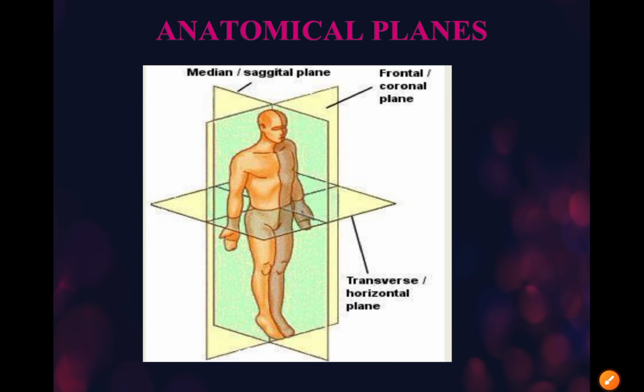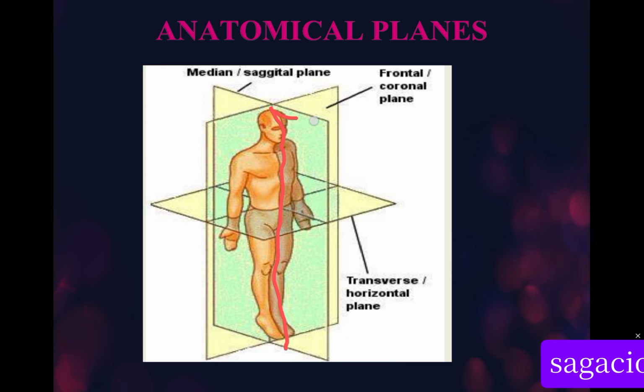Look at the anatomical planes. Look at the frontal or the coronal planes. Now take a look at the front. Okay, let's start with the median or sagittal planes. Now look at the median sagittal plane. Can you see it? Look at that plane there. It's dividing the body into two equal parts.